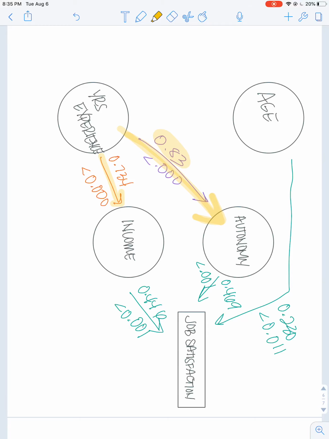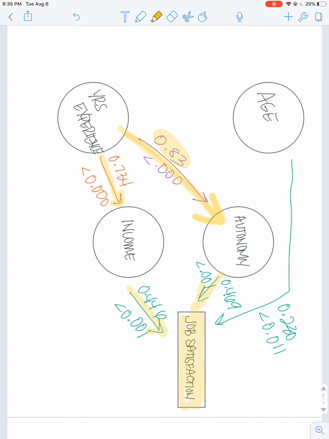And then when we look at our income, which is 0.446, and our autonomy being 0.469, these both have strong correlations, and these are kind of medium correlations to job satisfaction.